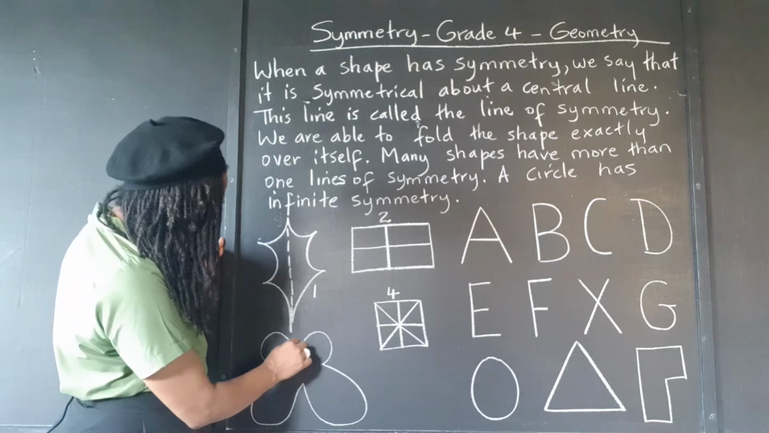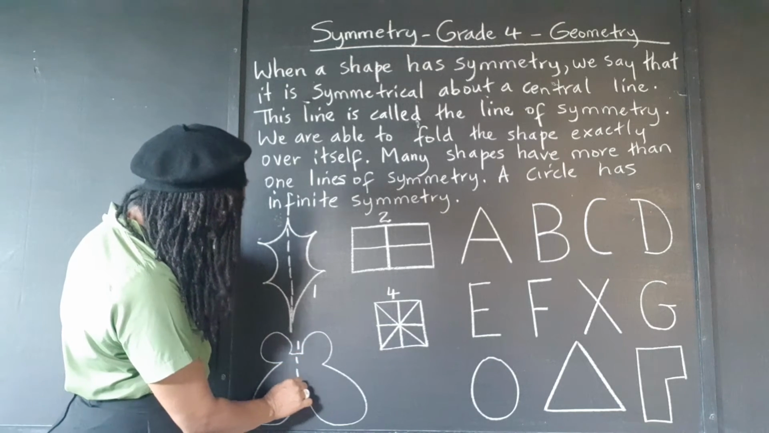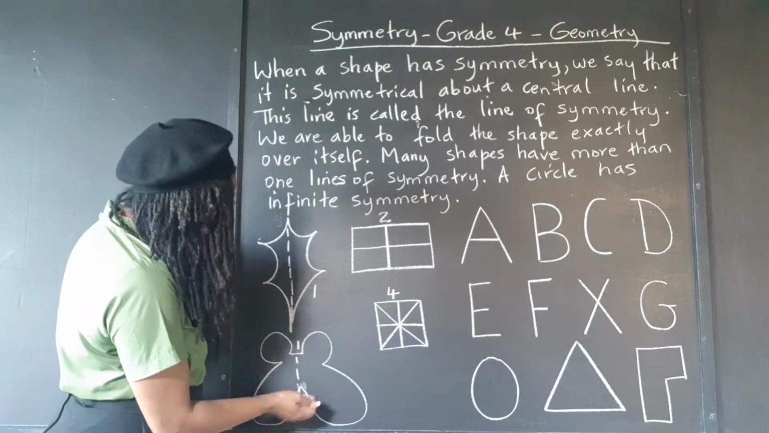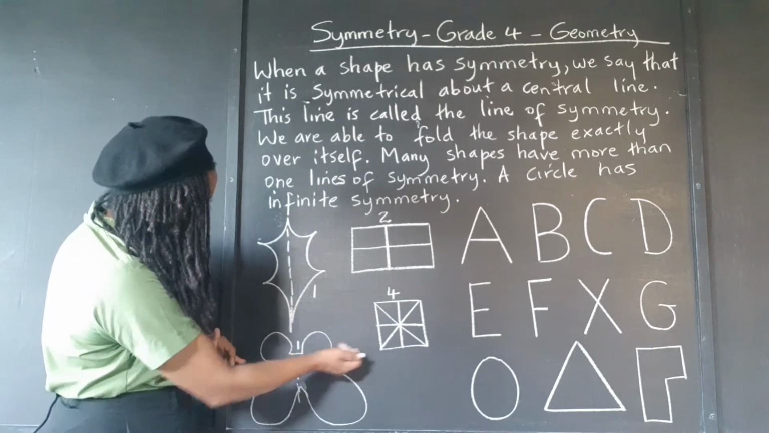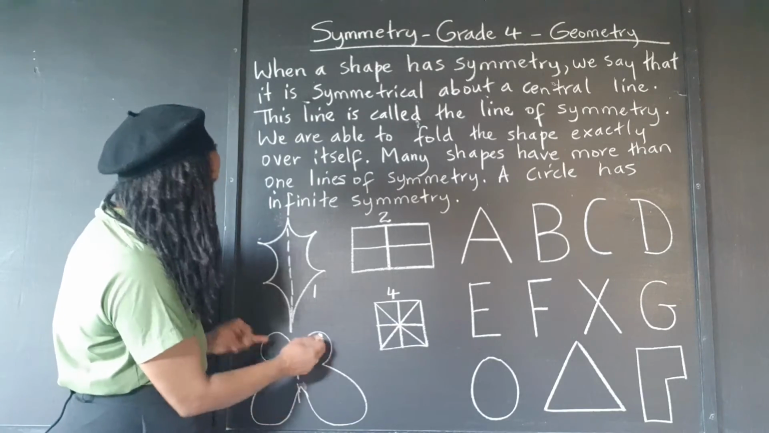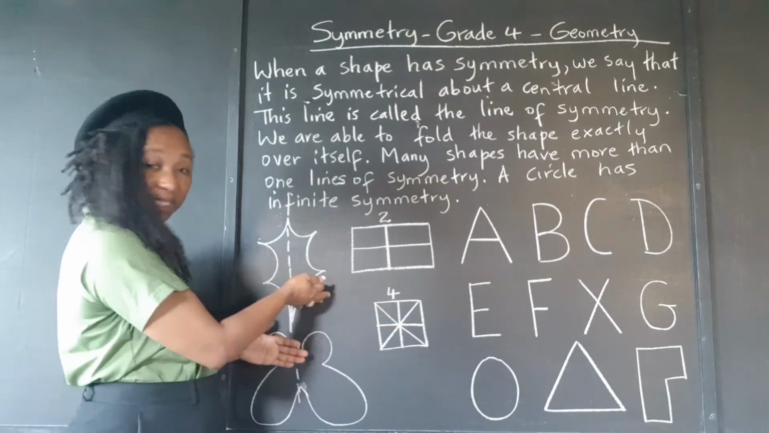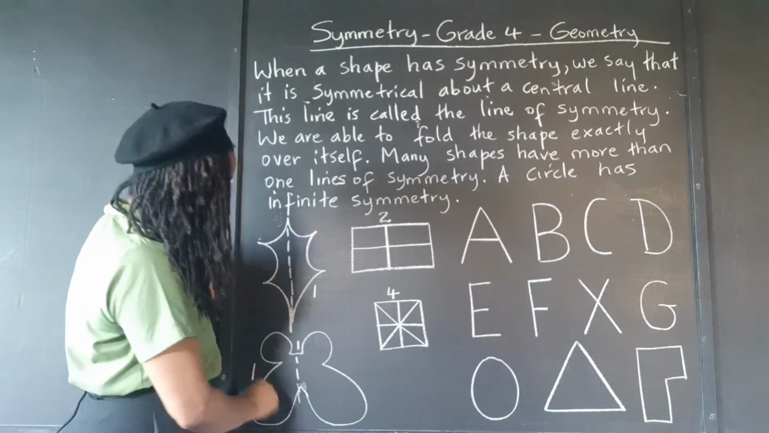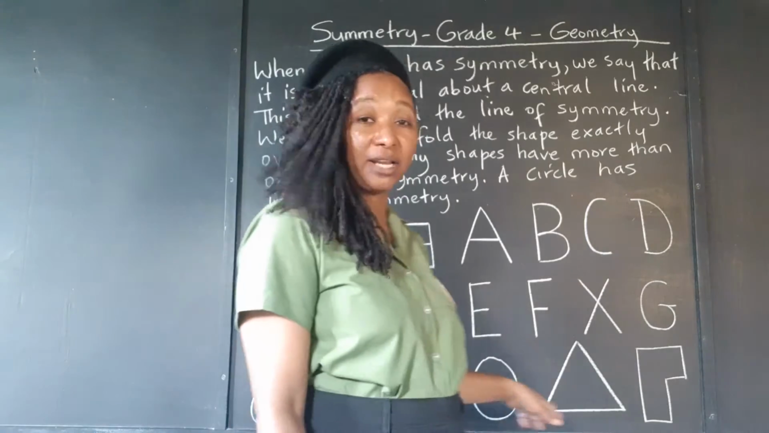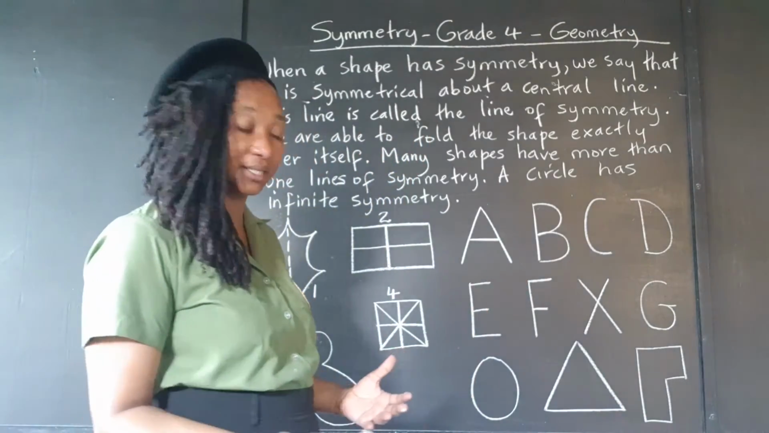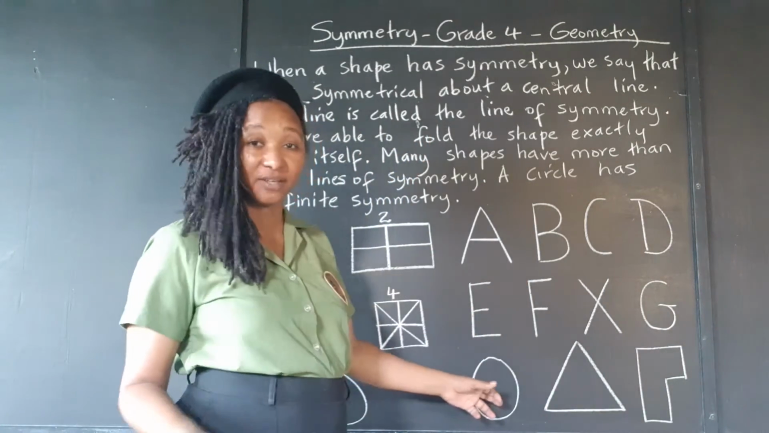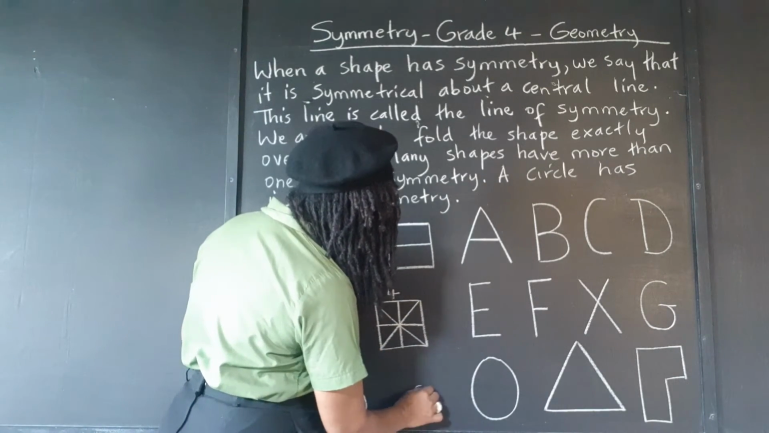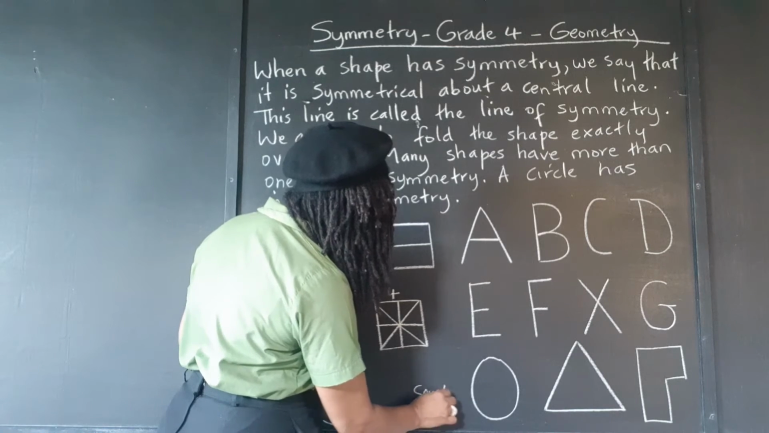For this one, same thing. I think we can fold it there. Because if we try to fold it horizontally, these are much bigger than these. So they're going to stick out at the top. You see what I'm saying? So this seems to have 1 as well. We just saw that the circle has countless lines of symmetry. Okay? So for the circle, we're going to say it as countless or infinite symmetry.